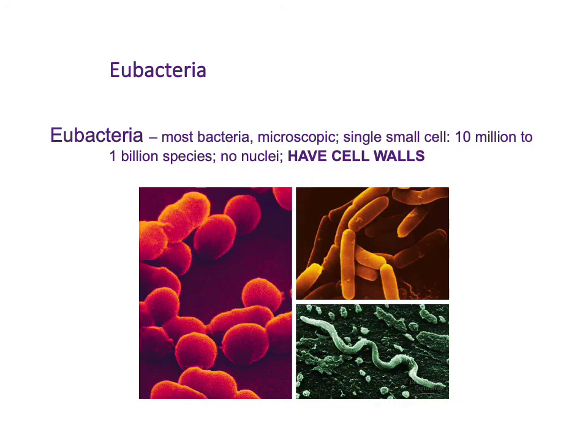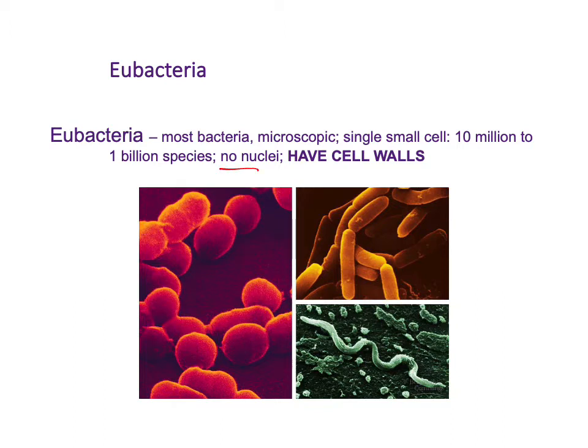Eubacteria, or true bacteria, are what you guys are actually going to be looking at today in the lab. Most bacteria fall under the eubacteria category. Archaea bacteria, or archaic, or kind of the ancient bacteria, are a more recently discovered kingdom. These organisms are also microscopic, and they are unicellular. They also are a huge diverse kingdom. There are 10 million to 1 billion different species of bacteria.